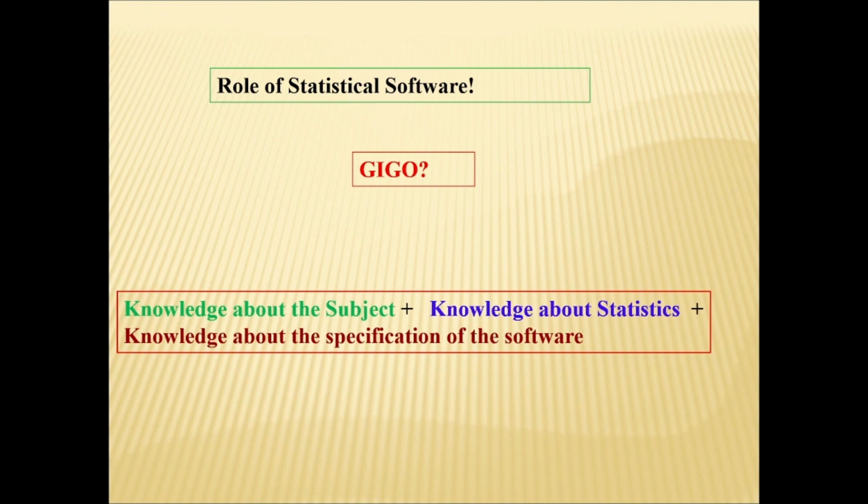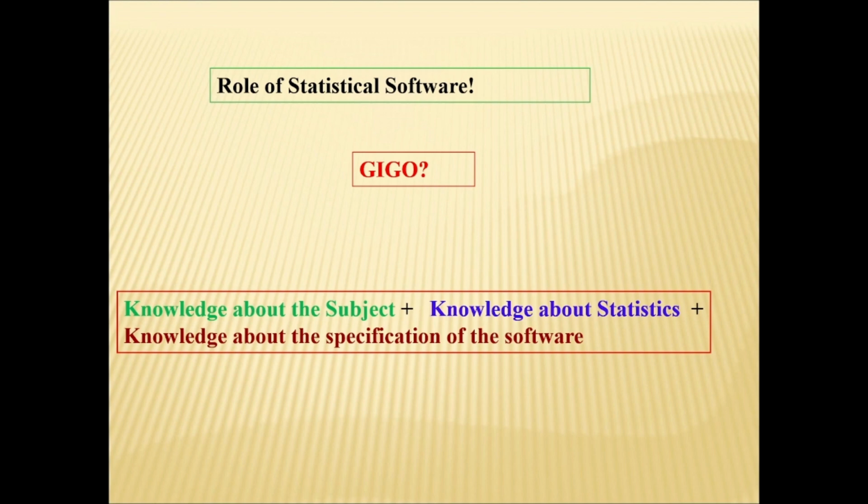Role of statistical software, which we have discussed. What is GIGO? You need to know the statistical software you are using, the type of data you are feeding, the formation and pattern of the data, the patterns of analysis available, and the algorithm used to develop the particular package, program, or analysis. Otherwise, what will happen? GIGO means garbage in and garbage out.